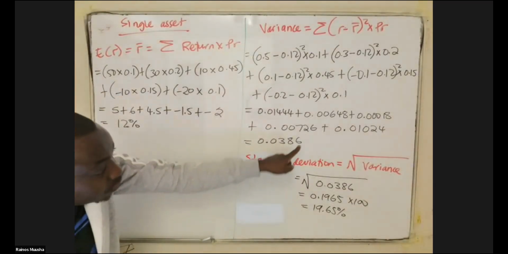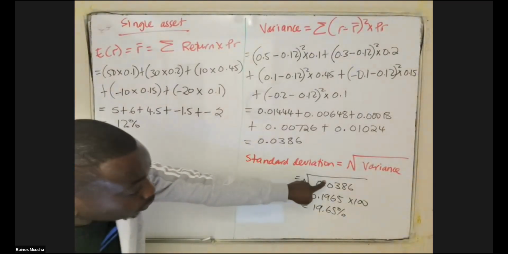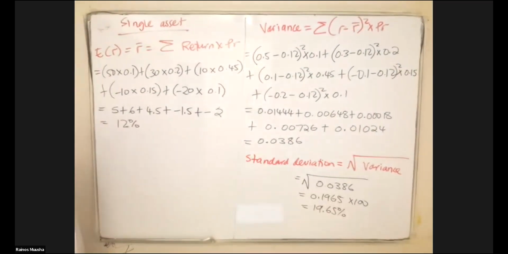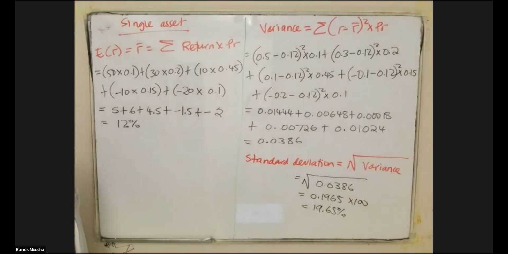Then the square root of the variance, you need to leave it as a decimal. The square root of this amount is a decimal. You are now going to multiply that by 100 to make it a full percentage. Please take note of this.